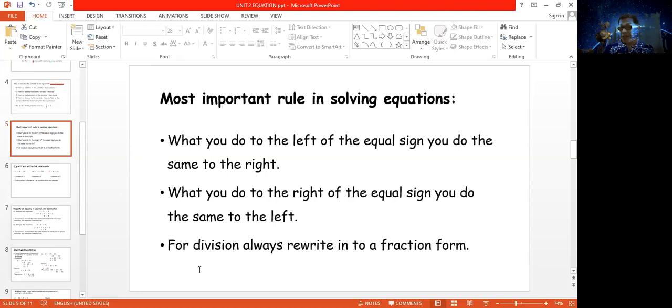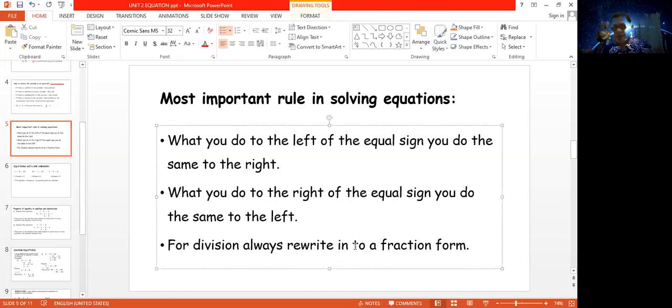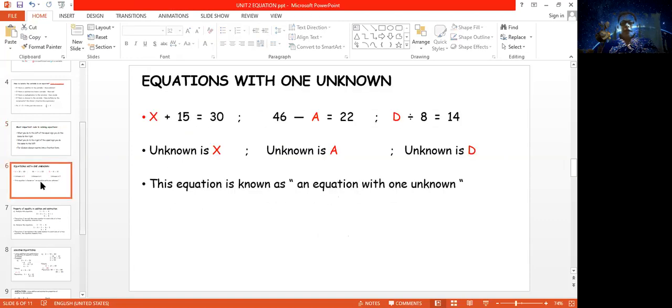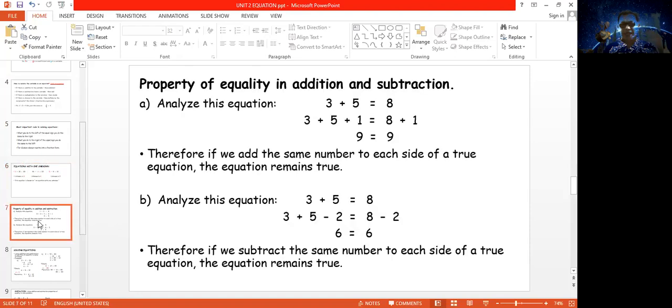For division, remember, this is just my rule: always rewrite into a fraction form so that it'll be easier for you to cancel out. Today we're going to learn an equation with one unknown, meaning we only have one variable in one mathematical expression. There's an example here.